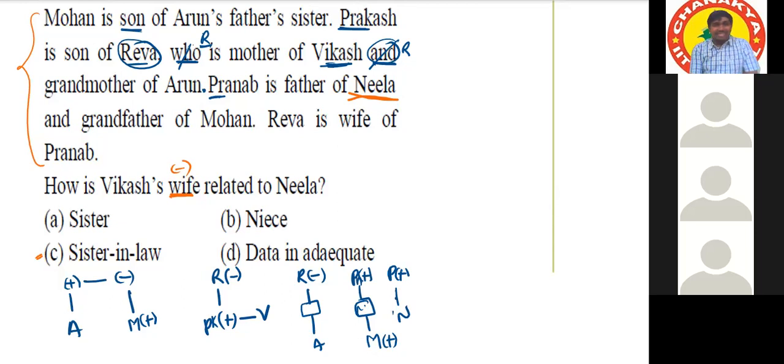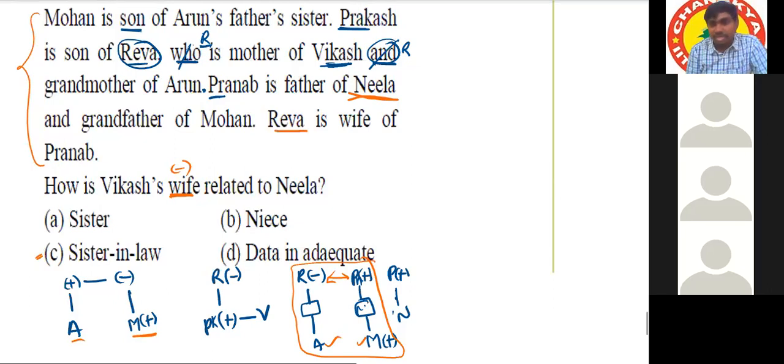Sir, the Pranab and the Neela part will go above Mohan, because they are grandfather, right? Yes, once you see these two diagrams, because these two are cousins of each other, can I say these two will be wife and husband? Yes or no? Where is it given? That is also mentioned: Reva is the wife of Pranav. From that statement, we can start the diagram.